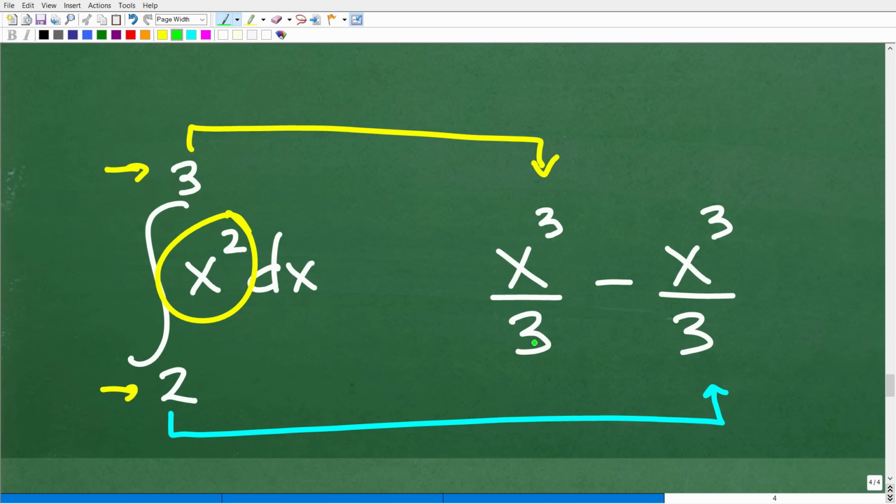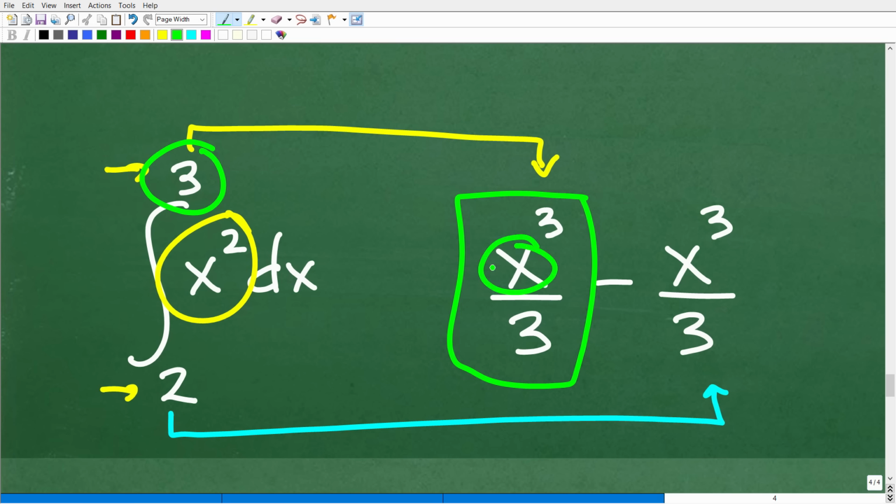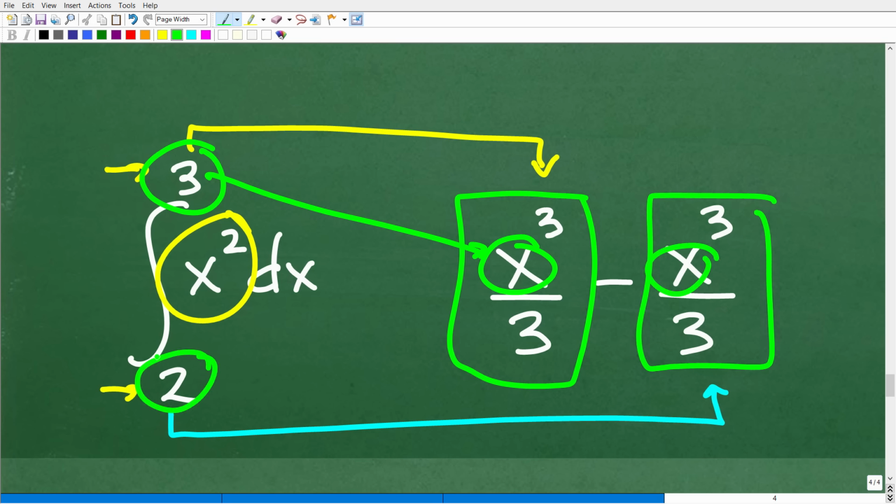Okay, x cubed over 3 minus x cubed over 3. This is how we do this in calculus. Whatever we did here, we're going to subtract it from itself, but we're going to plug in the top number on this integral right here. So we're going to replace this x with 3 on this first one. And then on the second one, this x is going to be replaced with a 2. And when we do this number crunching, we will have calculated the area of this shape.